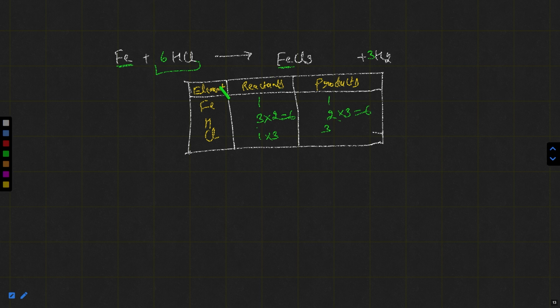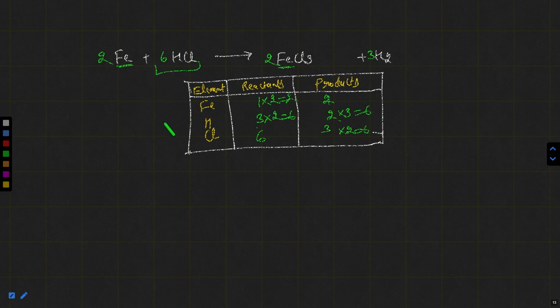Now hydrogens are balanced. If hydrogens are balanced, now chlorines are unbalanced. So for 6 chlorine, you have to multiply by 2 here. Now the chlorine becomes 6. You have to put 2 here because now the product side will be 2, so you have to multiply by 2 in front of the reactant side.